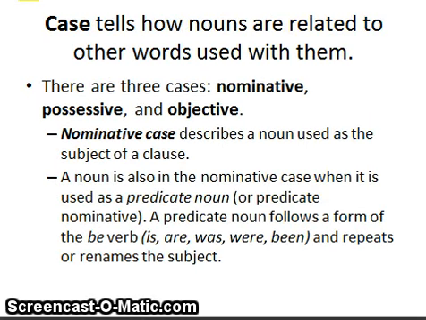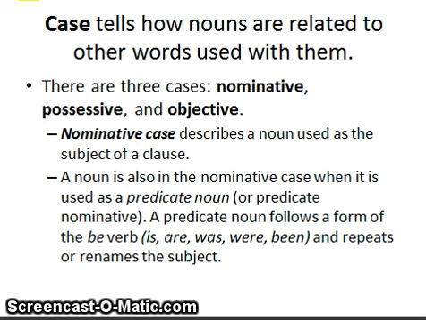Case will tell us where we'll find these nouns in the sentence. So we have 3 cases. The 2 biggest will be nominative and objective, which we'll go through, and then we'll look at possessives a little bit. The nominative case describes a noun that is used as the subject of a clause. So if you go back to the parts of sentence video, you'll see that the subject is what we are describing in a sentence.